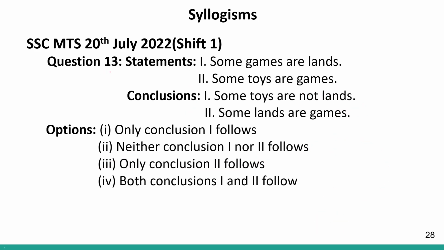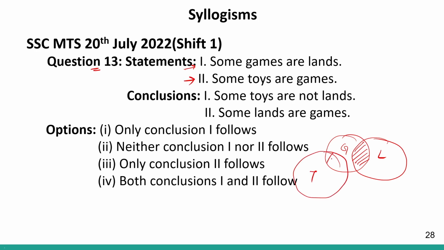Okay, coming to question number 13. Question number 13, 2 statements, 2 conclusions. Statement 1 says some games are lands. So some games are lands, this being the highlighted area. Second statement says some toys are games. So some toys are games, this being the highlighted area.